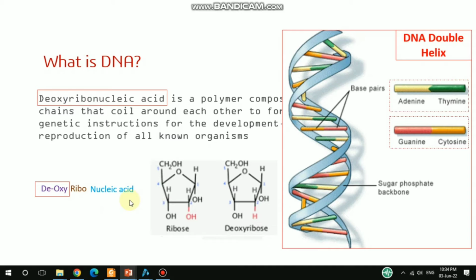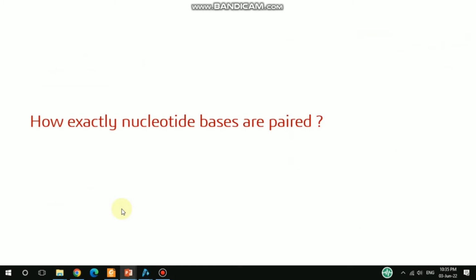And the ribose sugar is for the ribo, and the nucleotide bases are for the nucleic acid. And next is how exactly the nucleotide bases are paired.